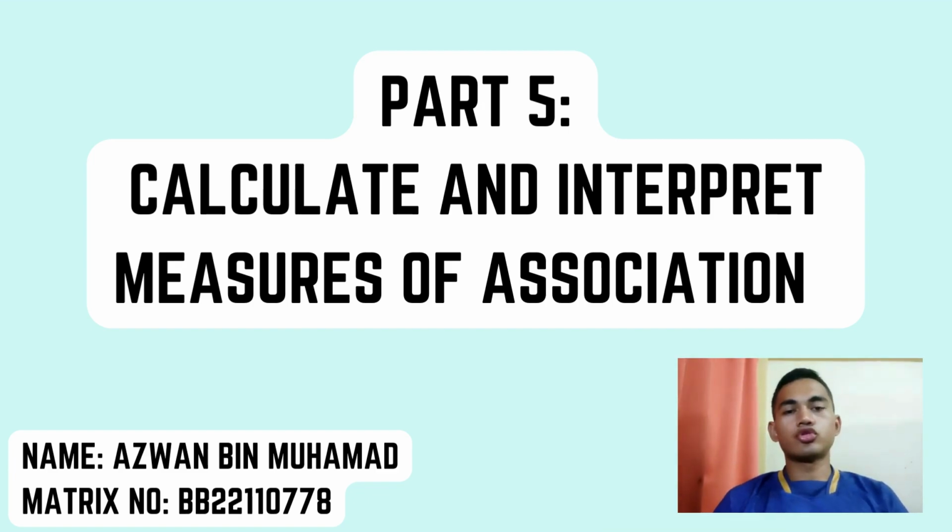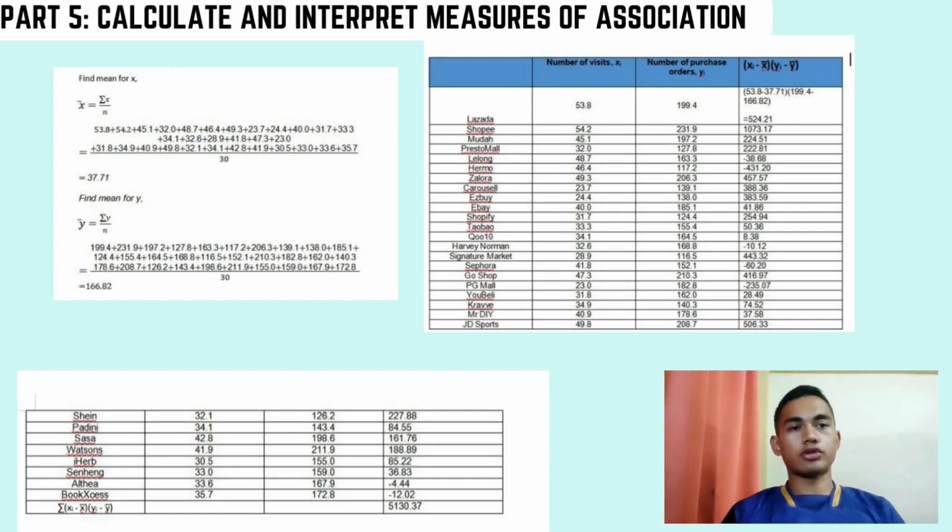So part 5, calculate and interpret measures of association. To measure association, we need to find and calculate covariance, then correlation. First thing first, find the mean for the number of visits. We put it as x, and the number of purchase orders as y. Because the mean is needed in the formula of the covariance, the formula of the mean is the sum of x divided by n. Then we use it to calculate x, and we got 37.71.